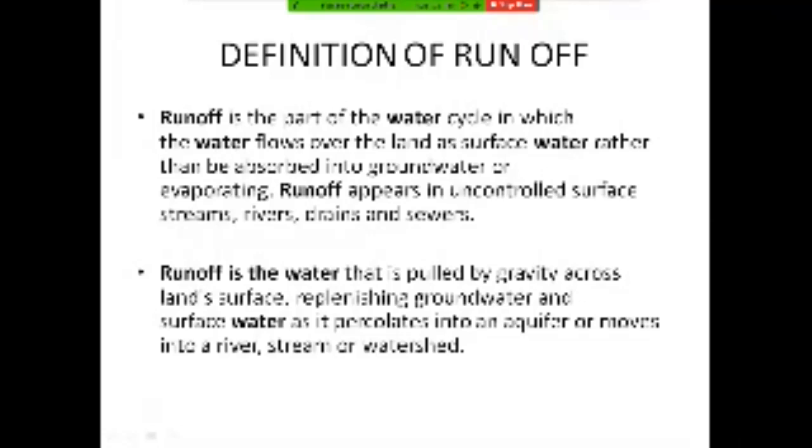Runoff is the water that is pulled by the gravity across the land surface, replenishing groundwater and surface water as it percolates into an aquifer or moves into the river, stream, or the watershed. So this runoff water is divided into two types. One is the groundwater, which we can't see underneath the soil or the earth's crust, and which we can see is the river, stream, and the watershed. So some percolates, means sinks into the soil. So the layer or the place where we find the water is called as the aquifer.